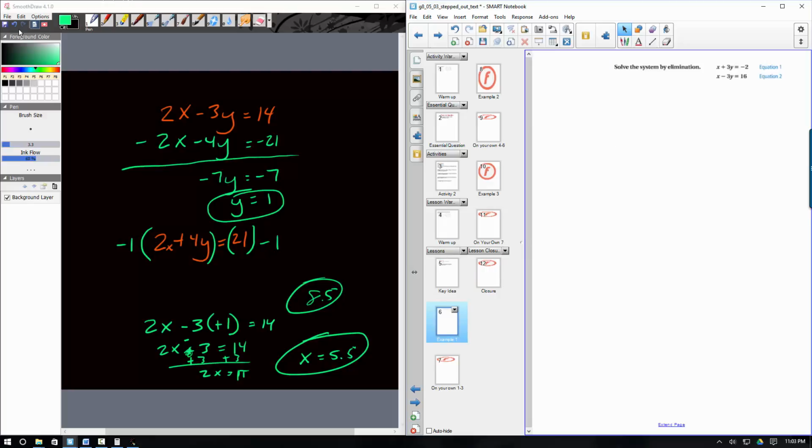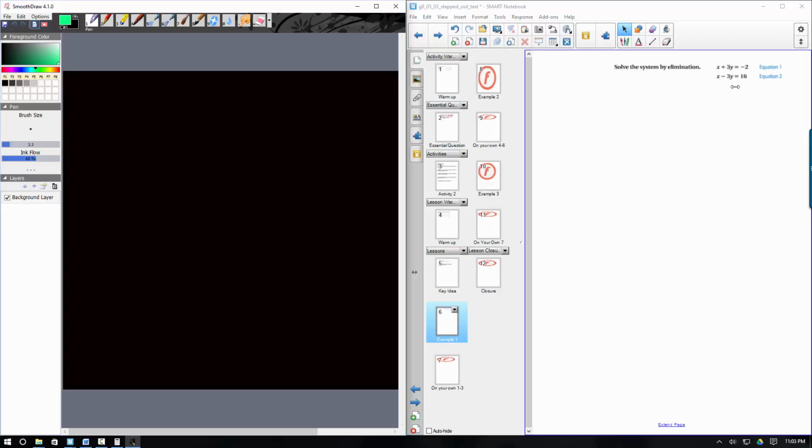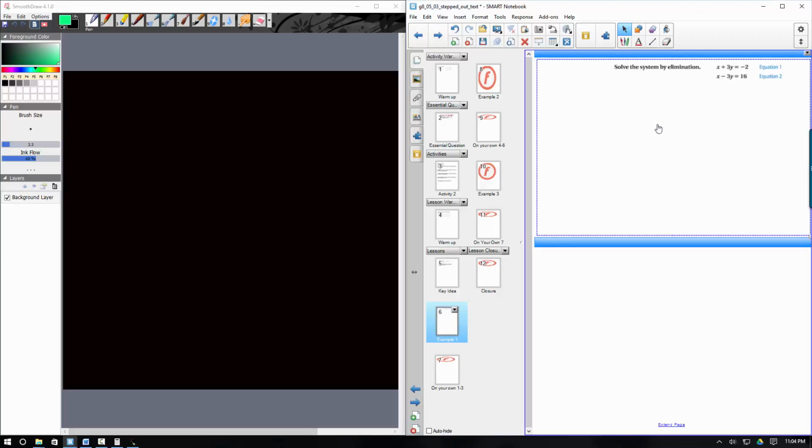So here is another one for you. What I'd like you to do is try to solve this. Pause the video and try to do this. All right, so the first thing is this makes it pretty easy because this gets rid of it right away. So I have 2x equals 14. You want to solve for x, so I divide both sides, and I have x equals 7.